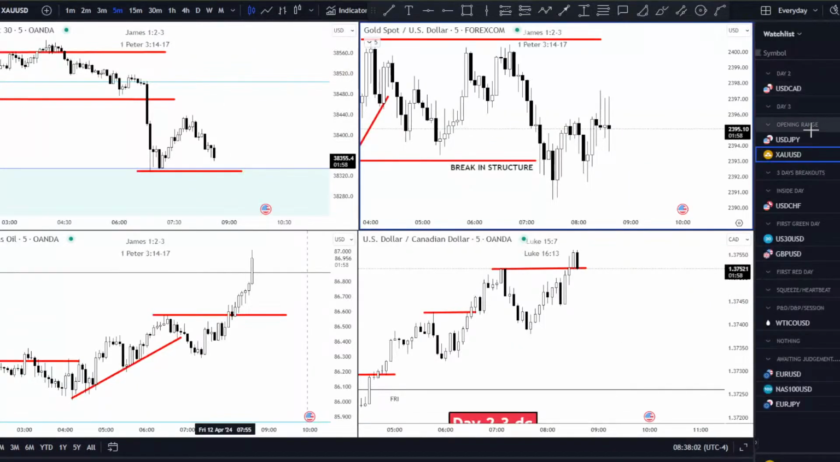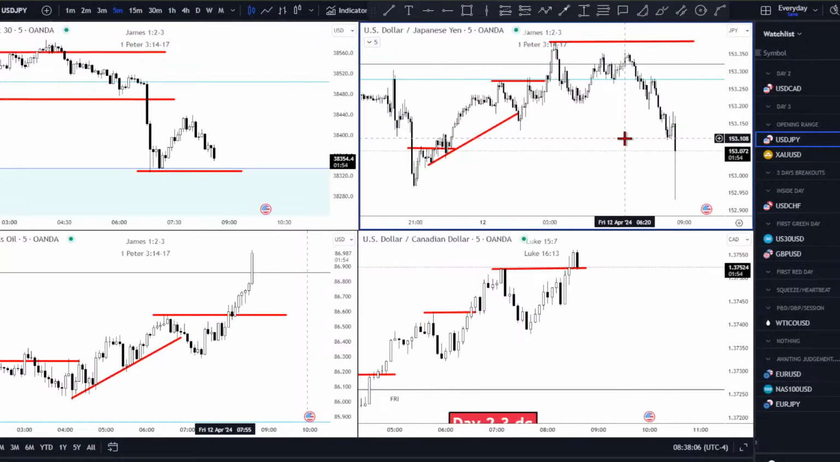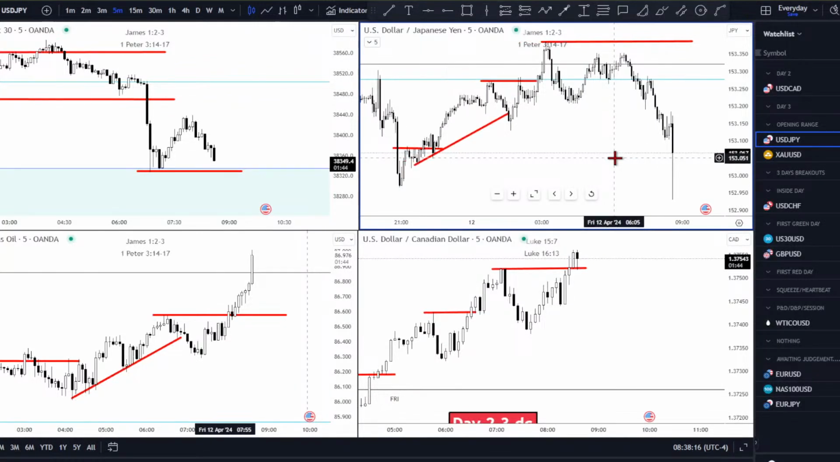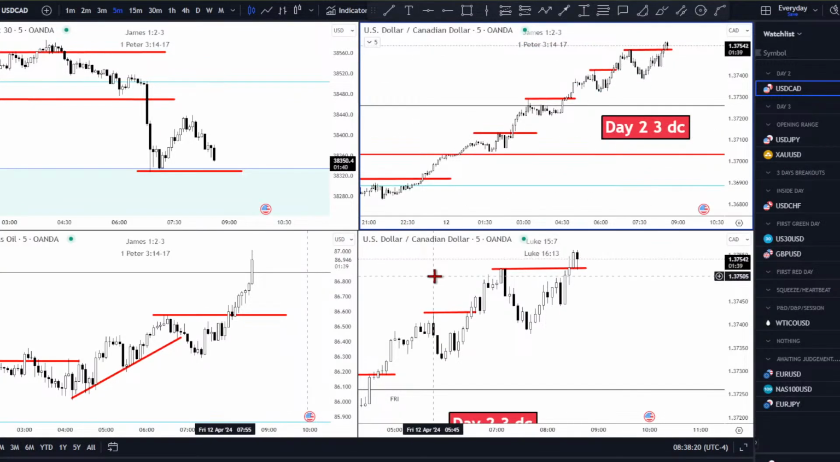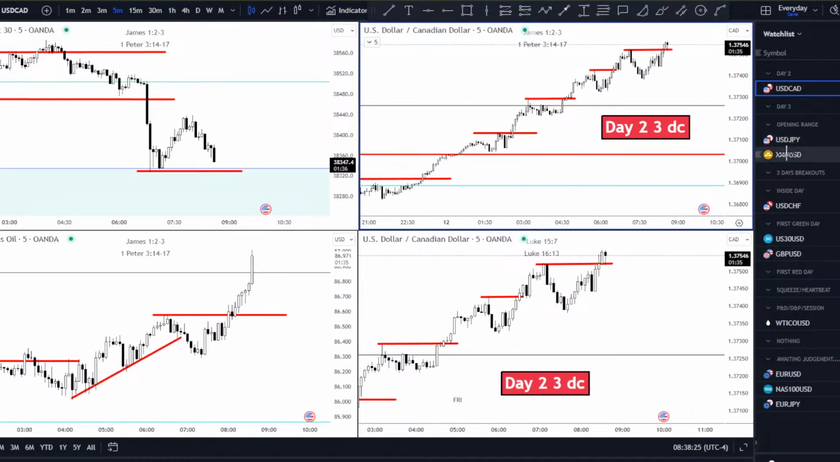Y'all are calling out US dollar, Japanese yen. Yep, nice. Boy, that sure looks like a news candle, too. Oh, why did I do that? Go back.